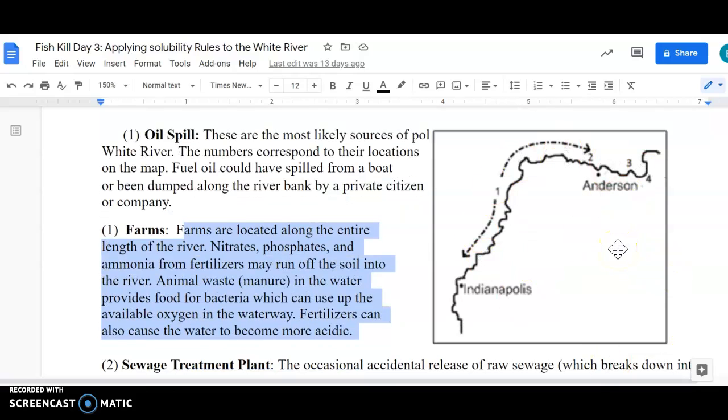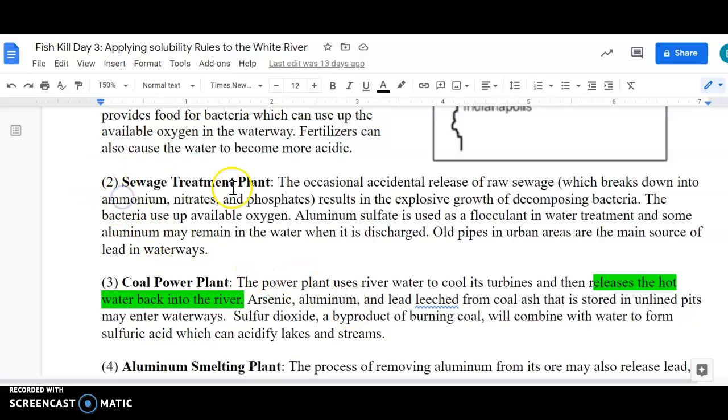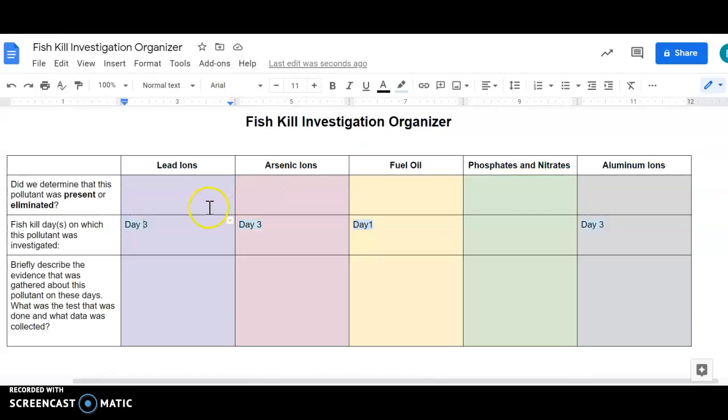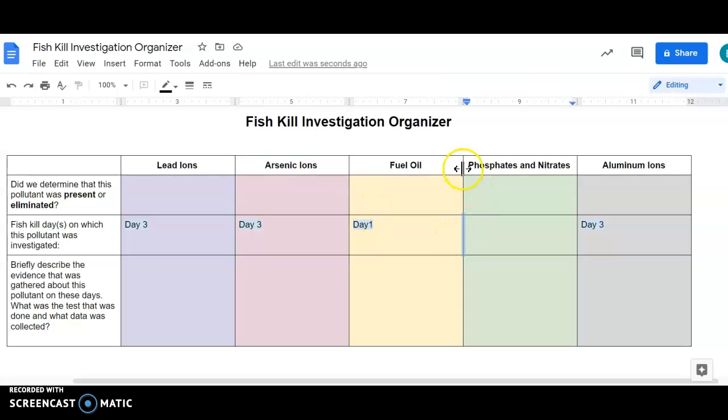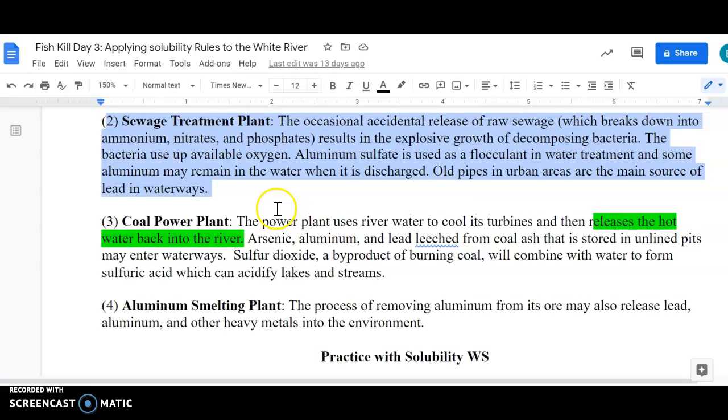Based on the map on day 3, I see that this location could mean that it can do blank for the fish kill. I would read through all of these. Sewage treatment plant. What evidence do we have here? For these ions, which of those sources gives off lead? Which of them gives off arsenic? Which of them gives off nitrates and phosphates? Which one gives off aluminum? So look through these resources to see what they give off.